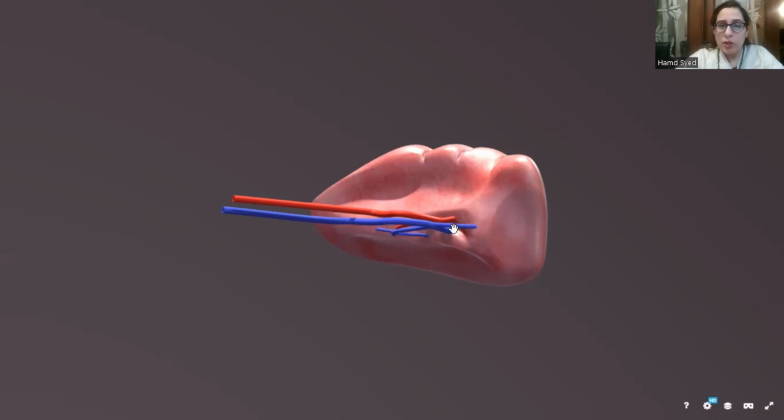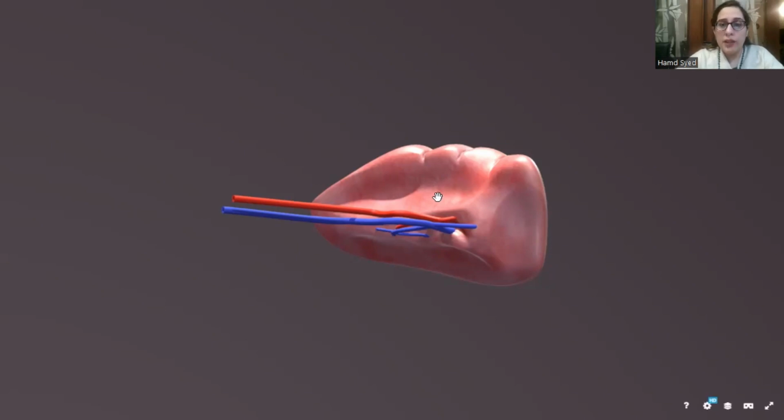Between the colic impression and the lateral part of the hilum, this here is the pancreatic impression of the spleen, which contains the tail of the pancreas within the splenorenal ligament. So these are the impressions of the spleen, and they are named on the basis of the viscera which are present close to that particular area.